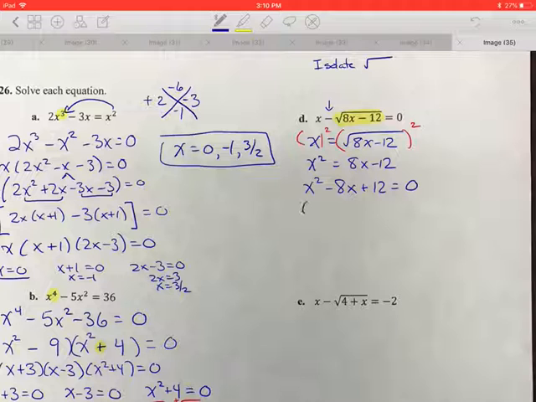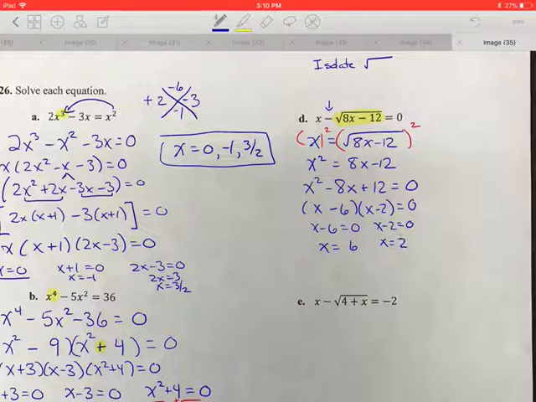All right, I can factor this. This looks like (x minus 6)(x minus 2). And I set each factor equal to 0. Now when you get done, you get a 6 and a 2, and you may be really tempted to just box it and go on.